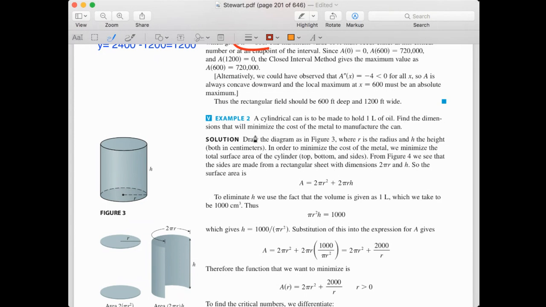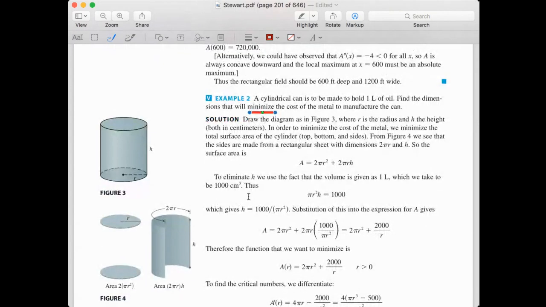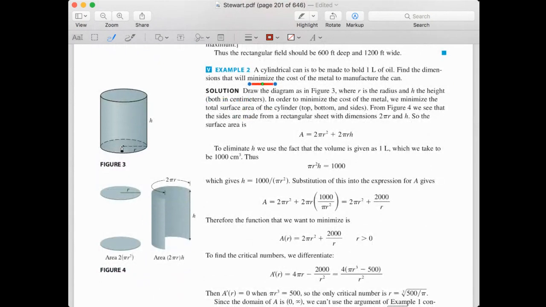So we want to find the dimensions of this cylindrical can. We'll minimize the cost of the metal to manufacture the can. All right, so how do we make a can out of metal? We have the bottom circle, we have the top circle, right? And we have the body.